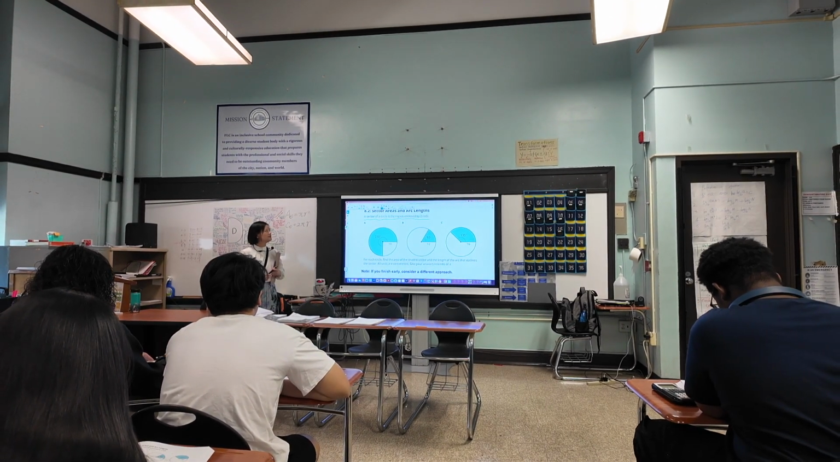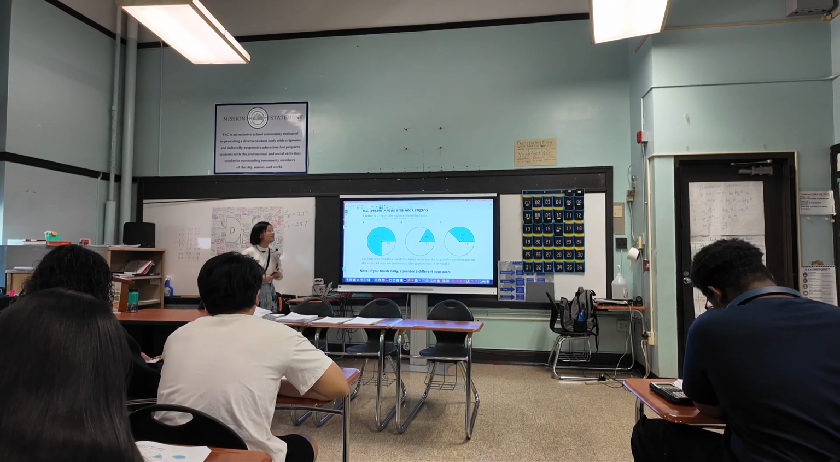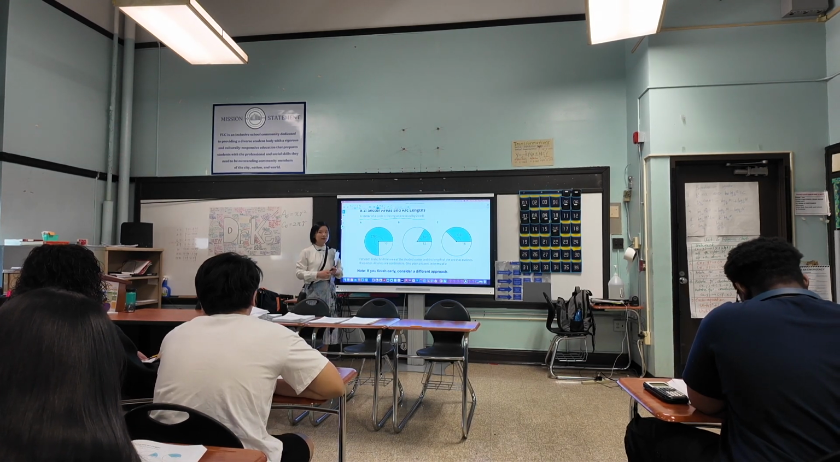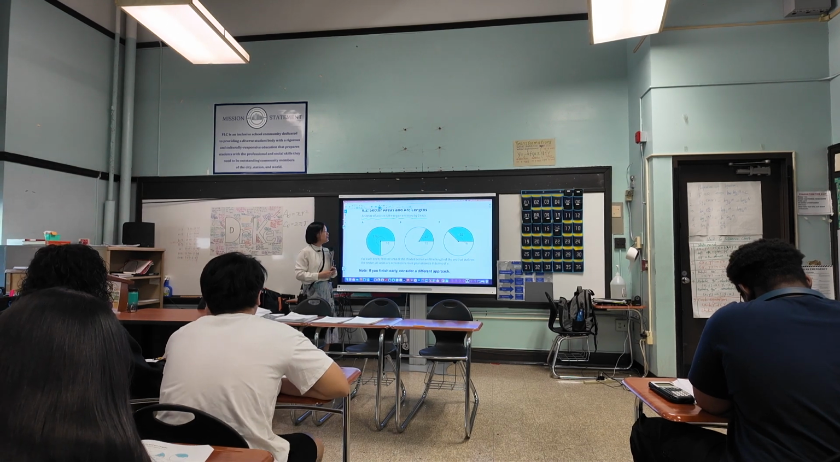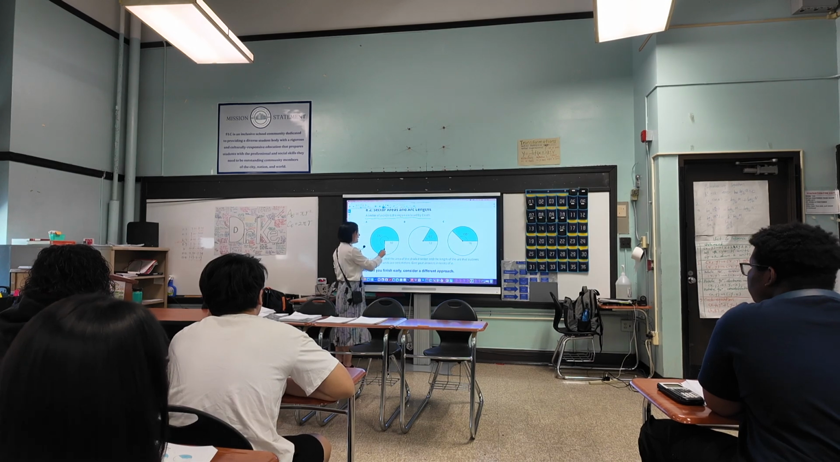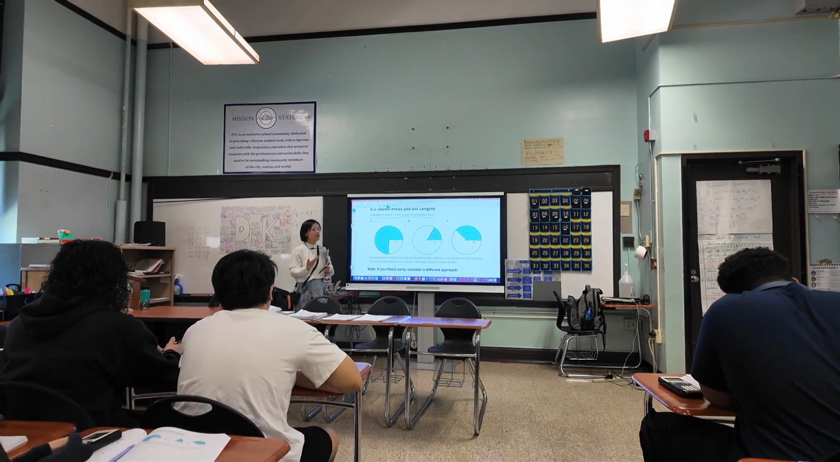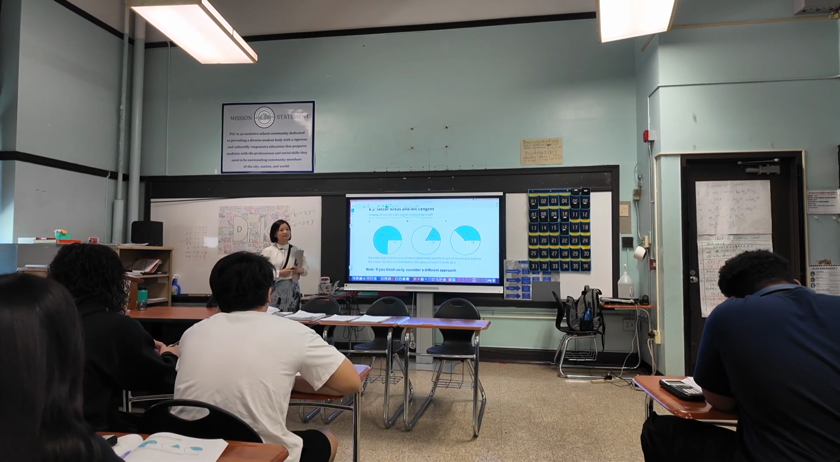A sector of a circle is the region enclosed by two radii. Very good, thank you. A sector is a region inside a circle and it's enclosed by two radii. So now let's take a look at the first one. These two radii enclose a region, right? Which part do you think is a sector?